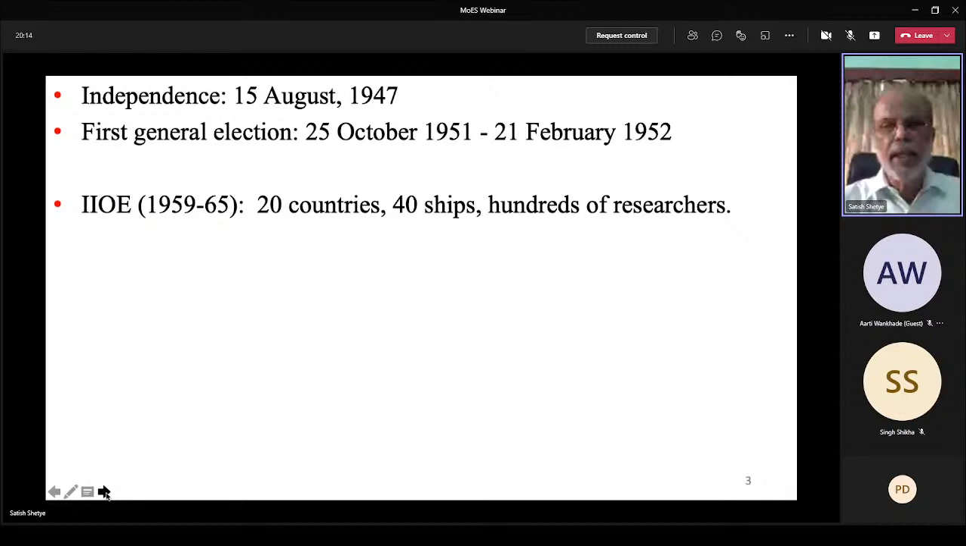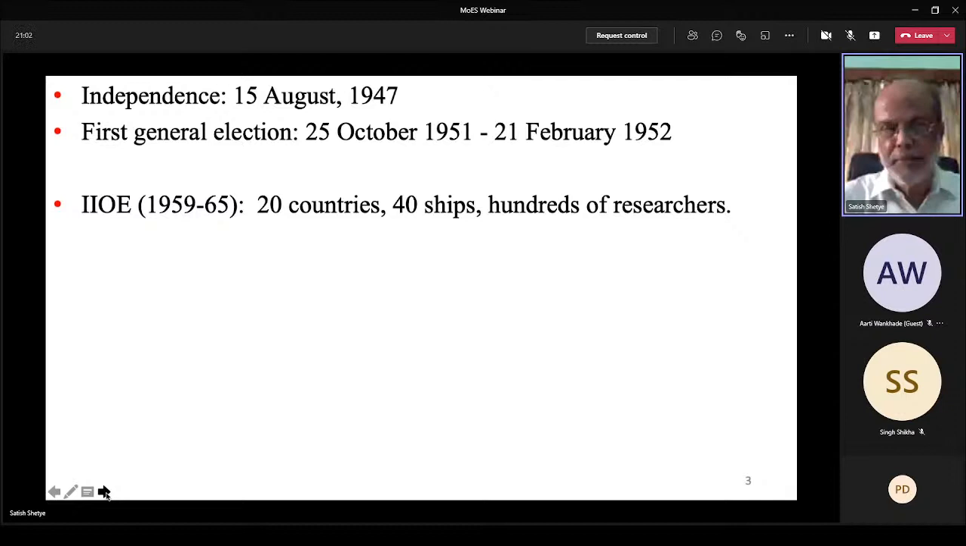Let me just put things in perspective. Independence was on 15th of August, 1947. The first general election took place between October 51 and February 52. And IIOE, the International Indian Ocean Expedition, started in 1959. The preparation for it goes back to the previous 4 or 5 years. So in essence, the decision to participate in IIOE was taken by the first government, which formed after independence.